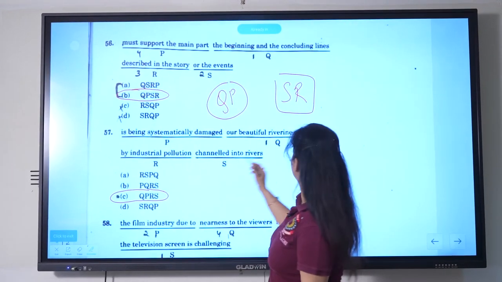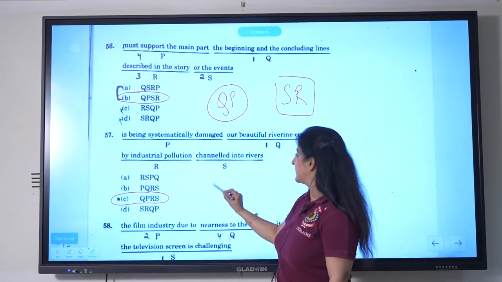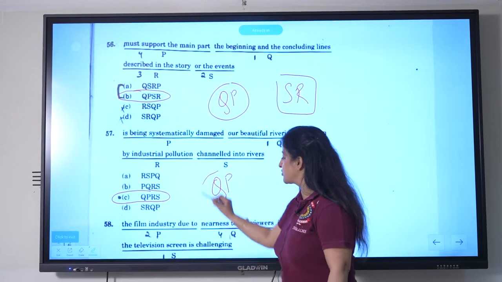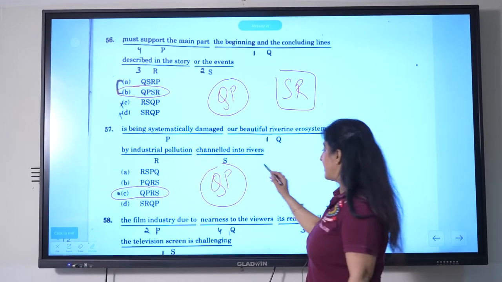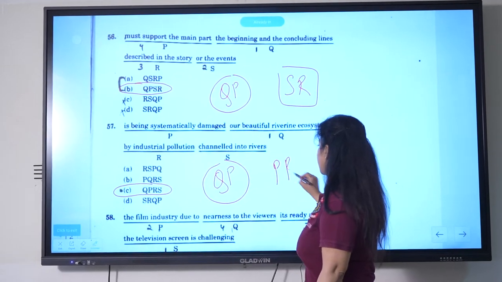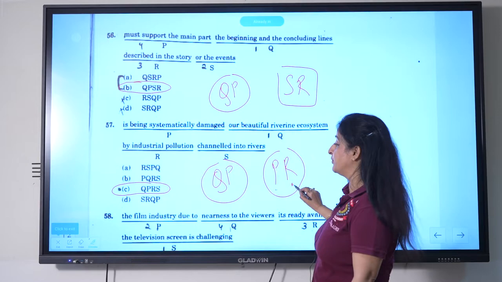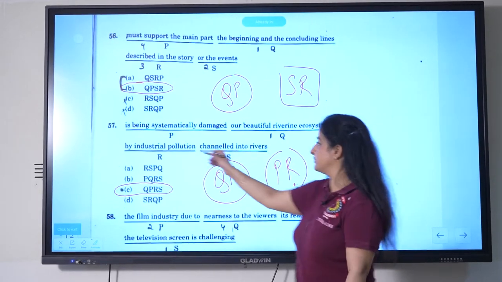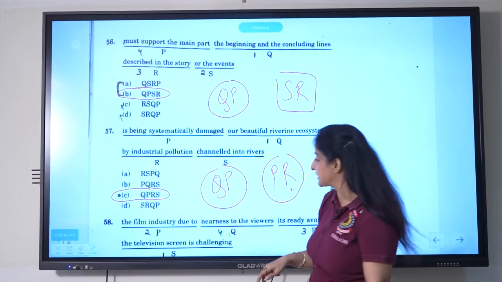Our beautiful riverine ecosystem is being damaged. So ye connection hai. Ecosystem damage ho raha hai, Q and P ka connection. And then kisse damage ho raha hai, and that's how P and R are connected. Yahan damage by industrial pollution. And the pollution kahan ja raha hai, ye pollution channeled into rivers. Okay.